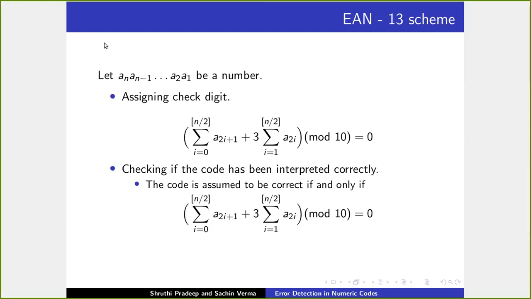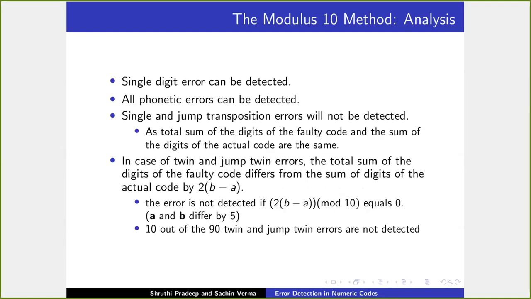So the next method is the EAN-13 scheme. Sachin, one more time. Actually, my intention is that they understood single digit errors. If they understand that error, then we can go ahead. At least one of them has to explain why, for example, phonetic errors can be detected. So they have to see; I want to confirm from them.